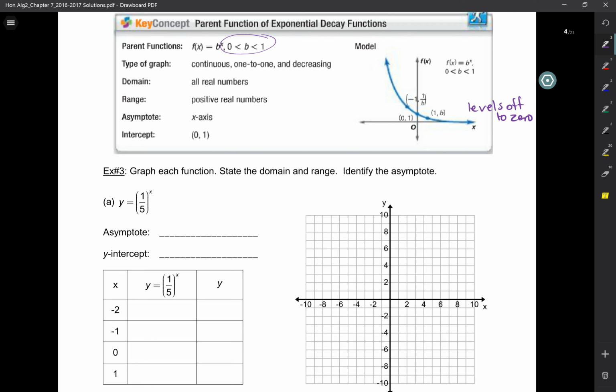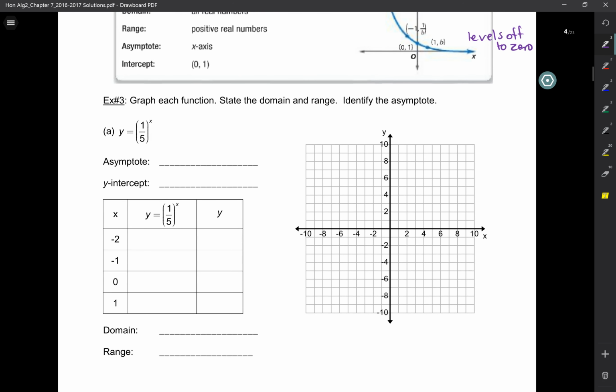Now, again, domain is all real numbers and so on and so forth. Okay, so let's graph this function. Now, when it's decay, rather than going from -1 to 2, I pick -2 to 1 because the numbers just work out so much better. What's the asymptote going to be here? And the y-intercept?